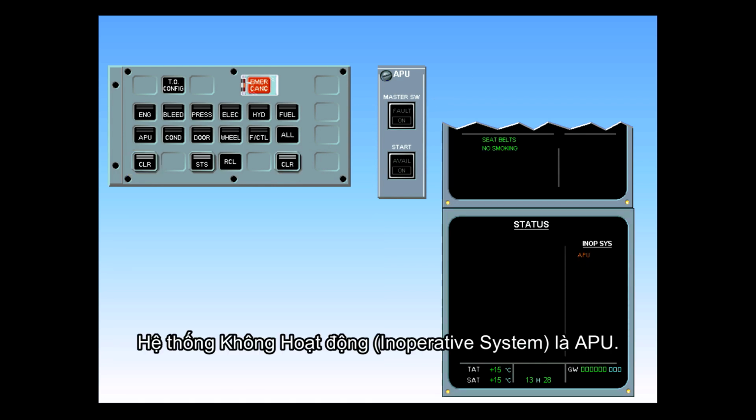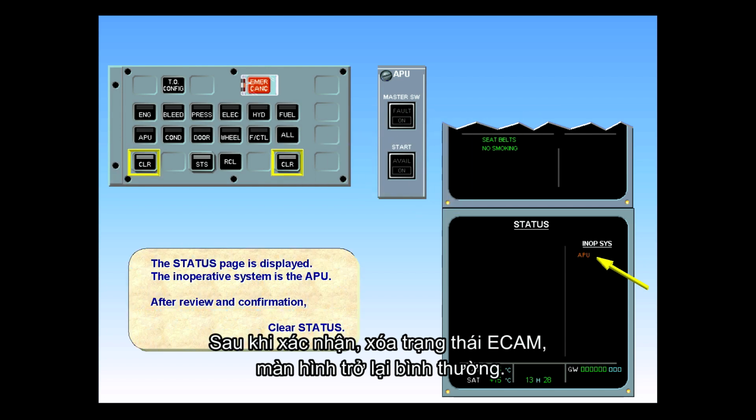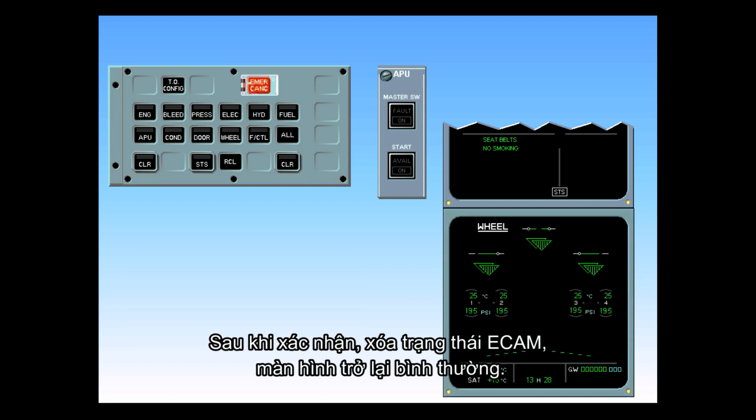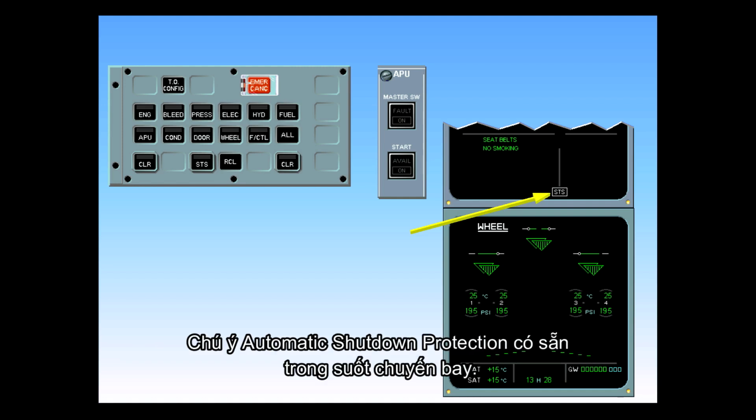The status page is displayed. The inoperative system is the APU. After review and confirmation, clear status. ECAM complete, screens normal. The status reminder is displayed on the engine warning display. Note, automatic shutdown protection is available throughout the flight.